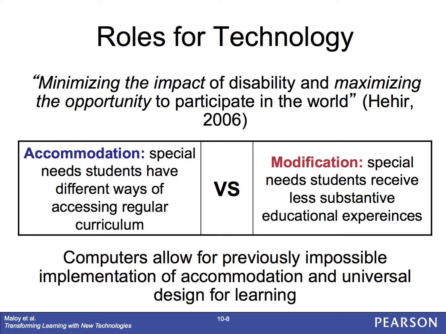Roles for technology: minimizing the impact of a disability and maximizing the opportunity to participate in the world. And this is where we want to talk about accommodation for special needs students. Those can be all types of different students, from high functioning to low functioning to behavioral problems to physical problems. So it can be anything from autism, Down syndrome, cerebral palsy, all these types of different disabilities that are out there.